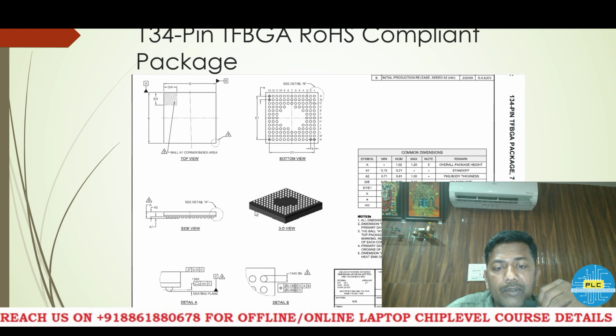See, in 3D view, the bottom of the IC looks like this, all balls. This is the bottom view. Here the rows are A, B, C, D, E, F, G, J, K, L, M, N, P, Q, up to N rows, and there are 1 to 13 columns.